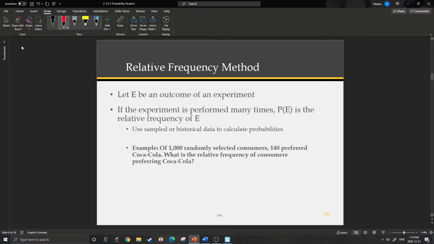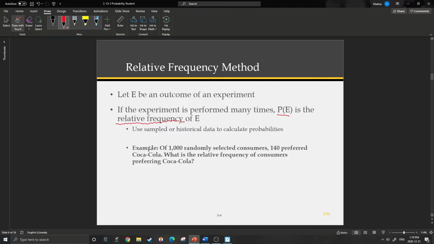So, what is the relative frequency method? Well, let E be the outcome of an experiment, and if the experiment is performed many times, the probability of E is the relative frequency of E. Remember that this word relative frequency is just a fancy way of saying a fraction, right? So usually in relative frequency type problems, we either use sampled or historical data to calculate probabilities.